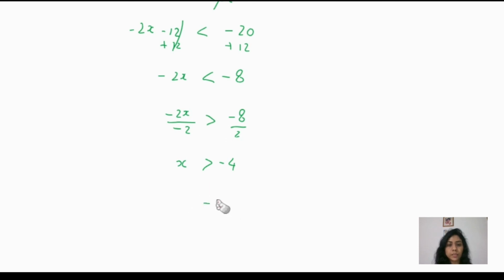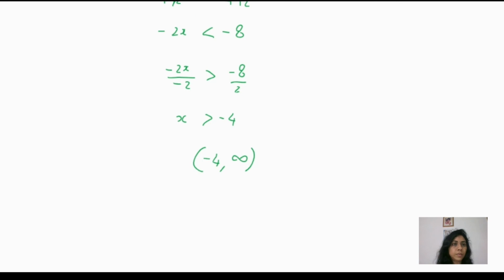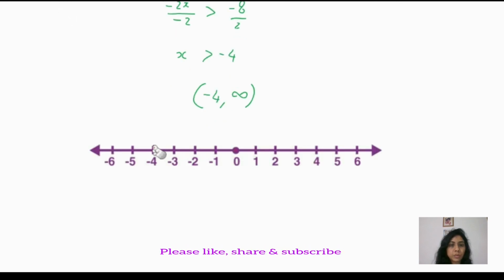So -4, and this is greater than, which means infinity on this side, and -4 is not included. When we make a graph, here is -4, and all values on this side, the right-hand side. So this is the graph of the inequality, and this is the interval notation.